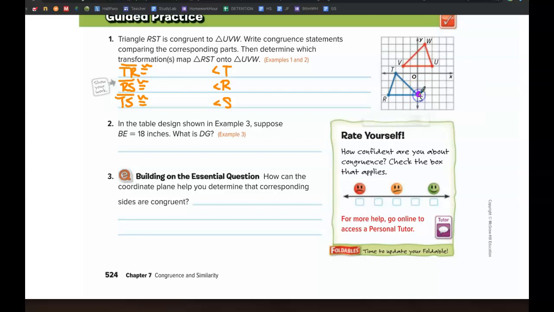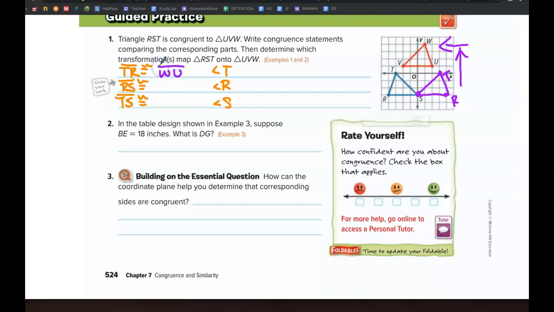Why isn't this working? There we go. That would be S still. R would be over here, and T would be right here, right? Then what would you have to do to get it from there to there? Translate it. Up and to the left. Questions on that?